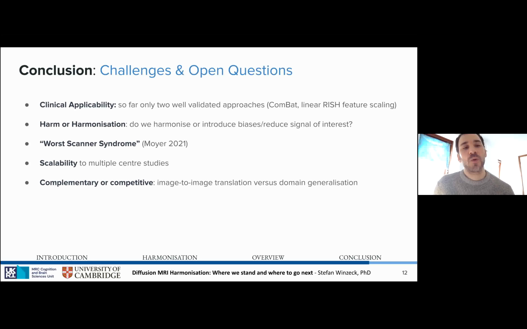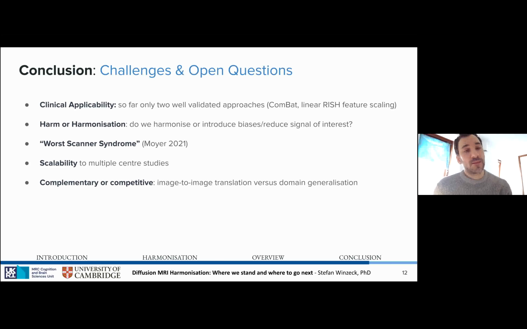And what they have also shown is that when you have very different quality of your data, you cannot harmonize your data to a better quality. So all your good quality data will be harmonized to the worst scanner quality. They name this the worst scanner syndrome. So this means if you plan a multi-center study, you ideally want to include only sites that can acquire high quality data, because otherwise this will always be a limitation. And it's not clear if we can ever get around this.